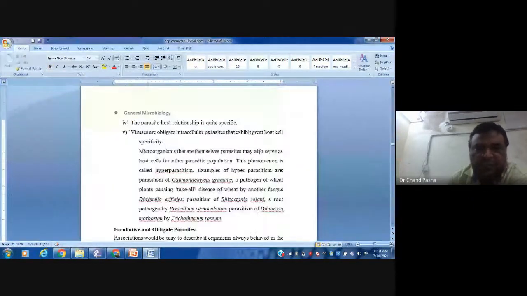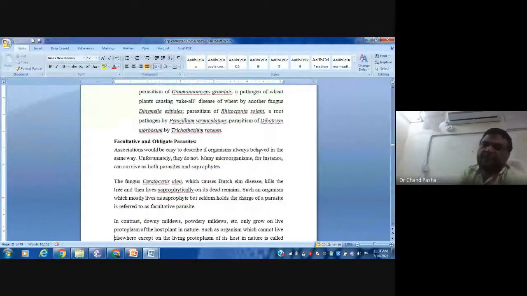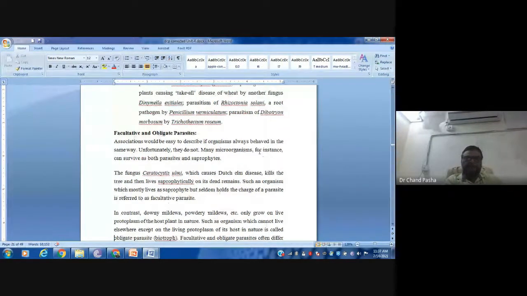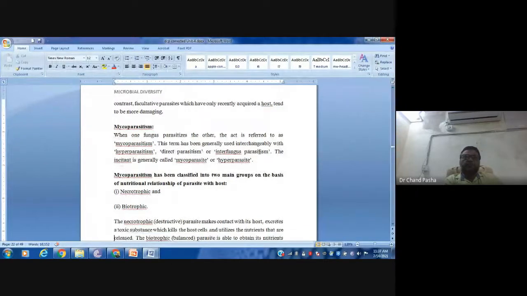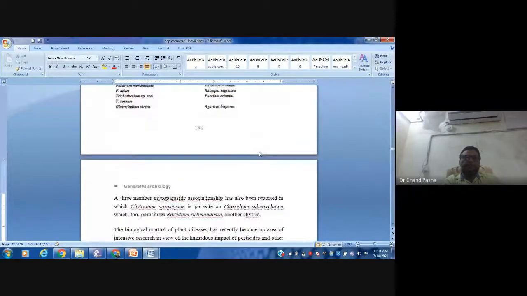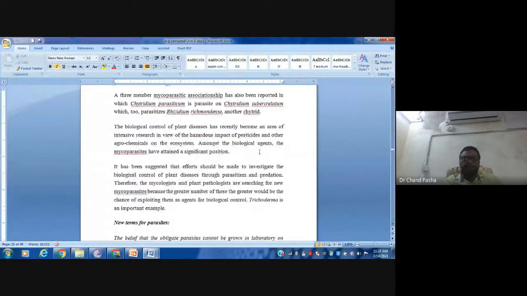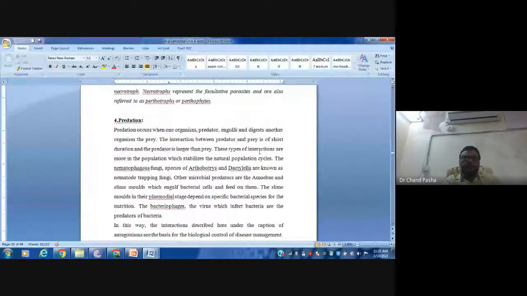This is there in the book. Facultative and obligate. Facultative, if a pathogen will survive as a parasitic as well as non-parasitic life, it is called as facultative. If a parasite survives only in the parasite stage, it is called as obligate parasite. Mycoparasitism, if a fungi is infecting other fungi, it is called as mycoparasitism or superparasitism. Predation, there is something taking it away and eating.